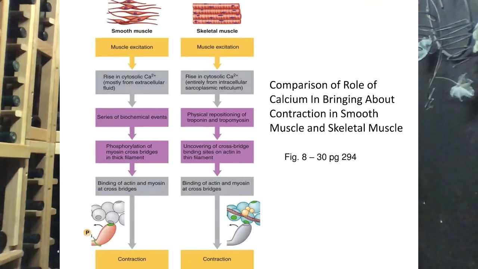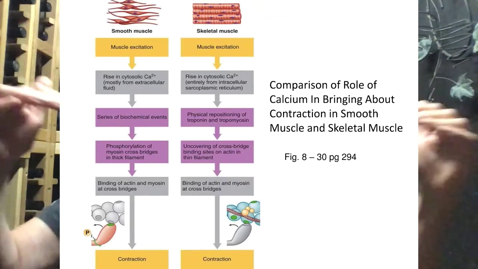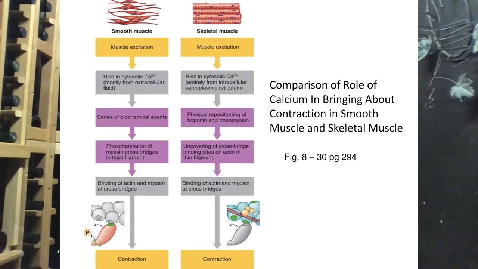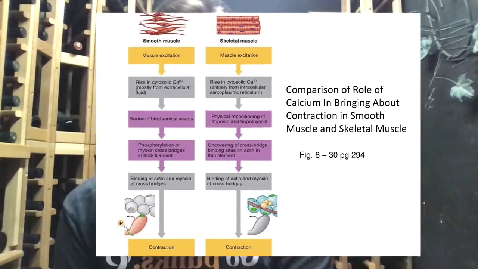Okay, ATP is important in both. Phosphorylation of myosin at the cross bridges of the thick filament, in smooth muscle. So you can see a lot of similarities and differences there, but you really need to understand just the process of both. I'm not going to ask you what's the same and what's different between smooth muscle and skeletal muscle. If you learn it more as a process of each one, that might be easier for you to do.